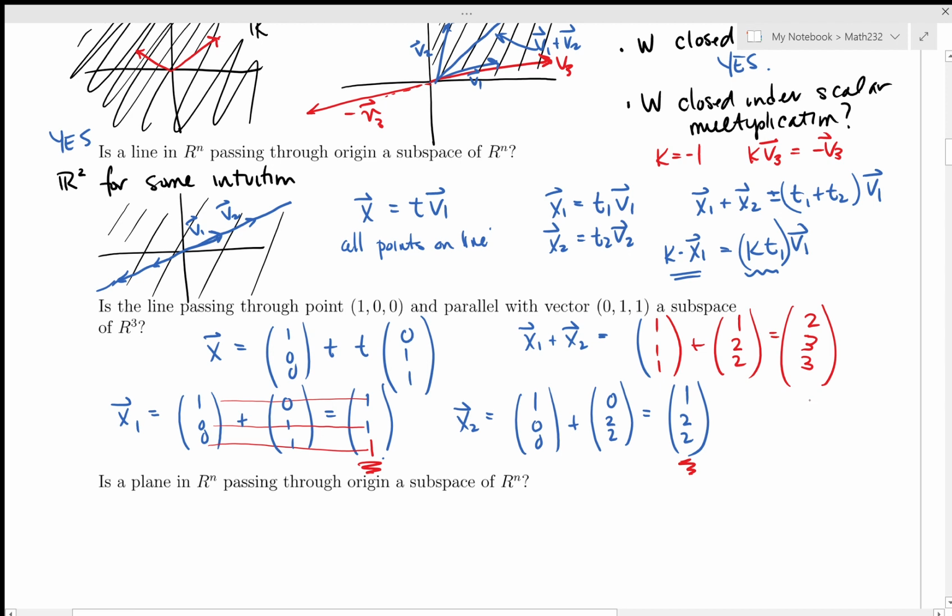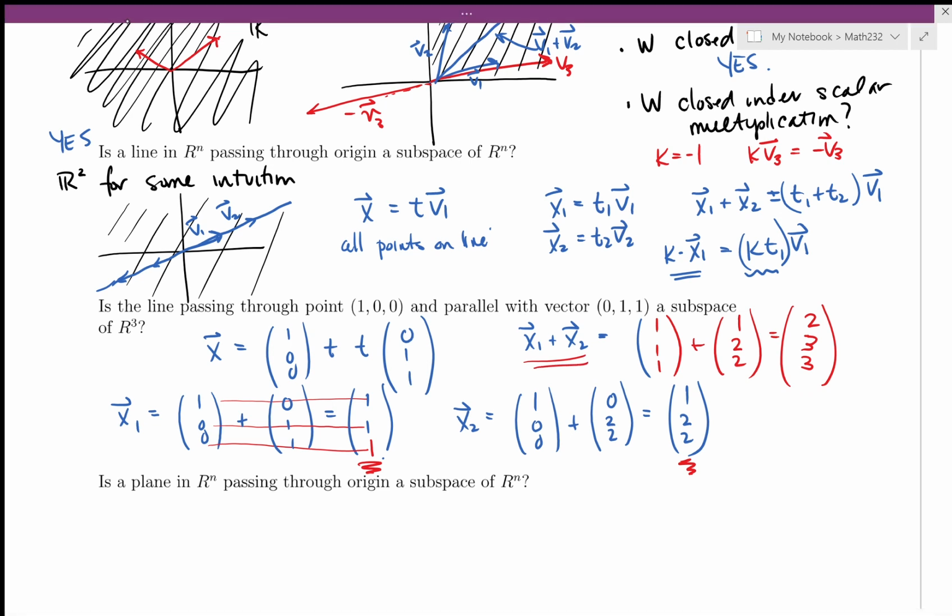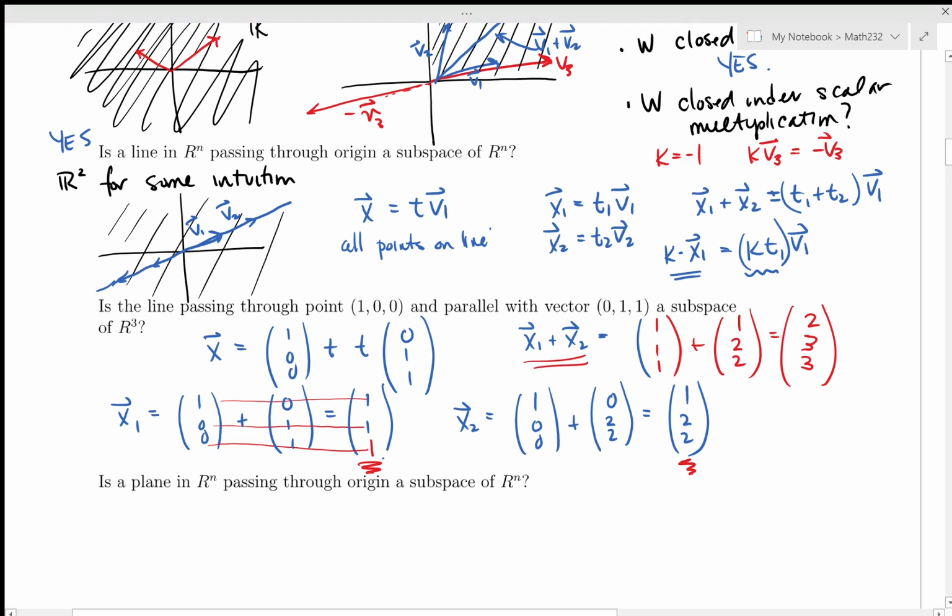I'm thinking to myself, can I represent this sum? Can I represent this like this: 1, 0, 0 plus t times 0, 1, 1? Because that is what it has to look like if it's on the line. And I see what the problem is right away. No, I can't. Because how am I going to get a 2 here?